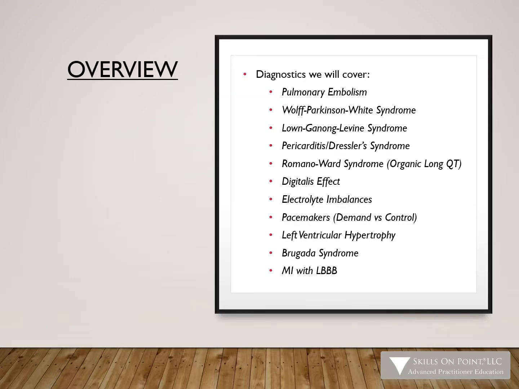So some of the things we're going to talk about: pulmonary embolism, WPW, LGL, pericarditis, Romano-Ward, digoxin effect, electrolyte imbalances, pacemakers, LVH, Brugada, and then how we can, in fact, diagnose MIs when you have left bundle branch blocks. I know we talked about before that's not the safest thing to do, because a lot of times you think everyone has an MI when they have a left bundle branch block. There are a couple ways you can actually diagnose that, so we'll talk about those. Lots of nice little tricks to have in your back pocket.